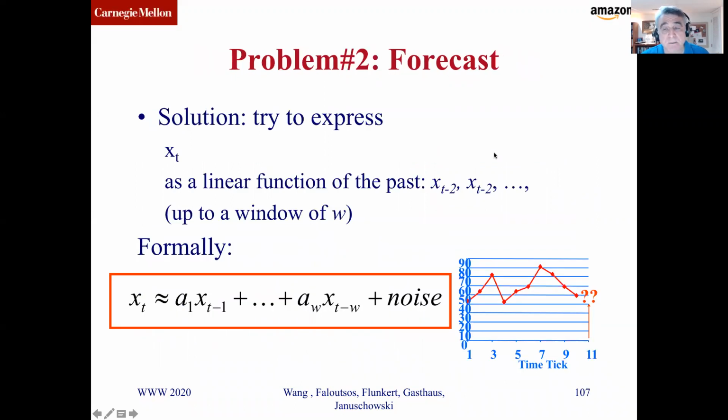Then the brilliant idea behind the Box-Jenkins methodology is to try to express the temperature of tomorrow as a linear combination of temperatures of the past. The user has to choose a window W, let's say W is 7 days. Then the autoregression methodology will find 7 coefficients, A1, A2, up to A7, so that the weighted sum predicts the future as best as possible.